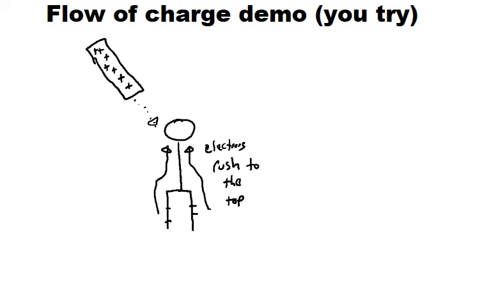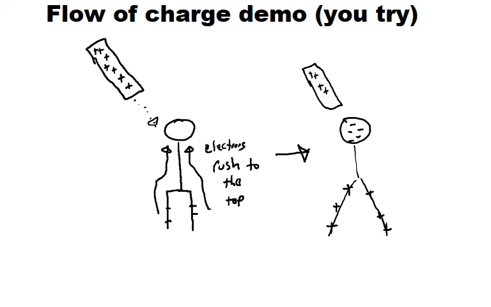Okay, so electrons rush to the top, attracted to the positively charged rod, and that leaves the bottom positively charged and the top negatively charged, and that means that the top has an excess of electrons, whereas the bottom has a lack of electrons, leaving that positively charged.